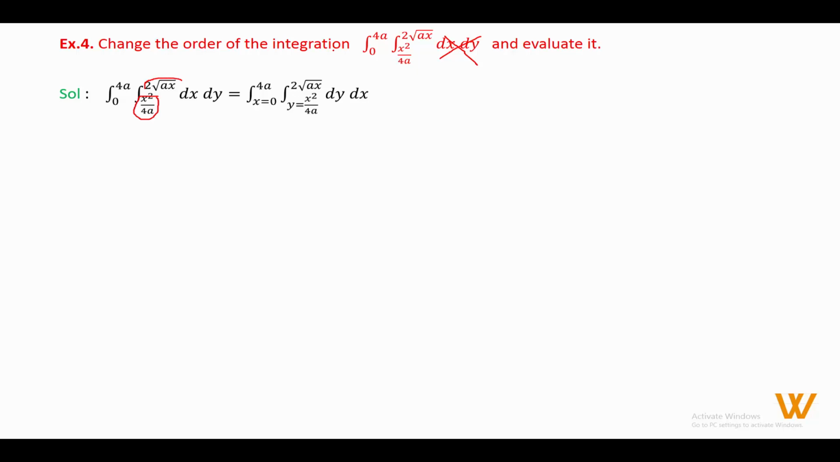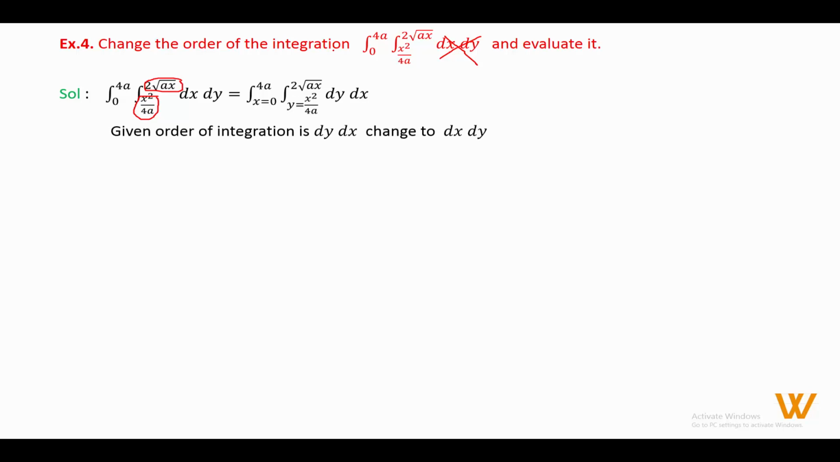Now this limit is in terms of x, so these are values of y. So for the first integration, these are values of x. So integration limit x varies from 0 to 4a. Next, integration limit y varies from x square by 4a to 2 root ax. Now this is integration with respect to y, so first dy and then dx. So the correct order is dy dx, and change this order to dx dy.